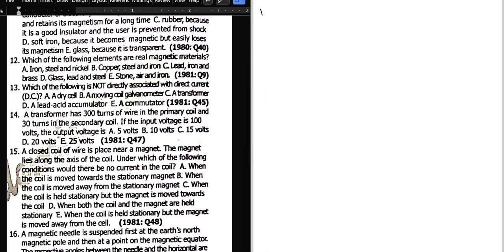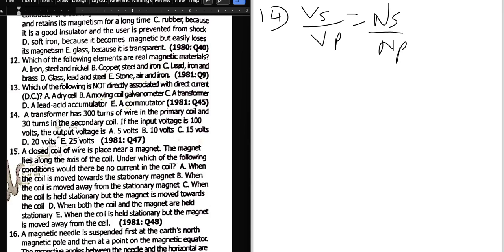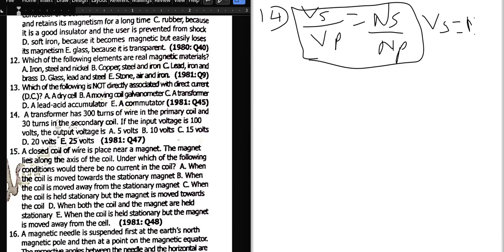So number 14, and the formula to go along with that normally should be: secondary voltage over primary voltage is equal to secondary turns over primary turns. But if we are looking for secondary, it will now be: secondary voltage is equal to secondary turns.